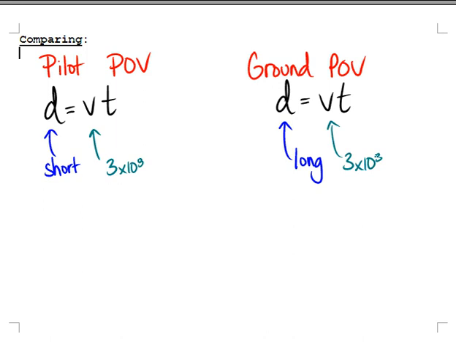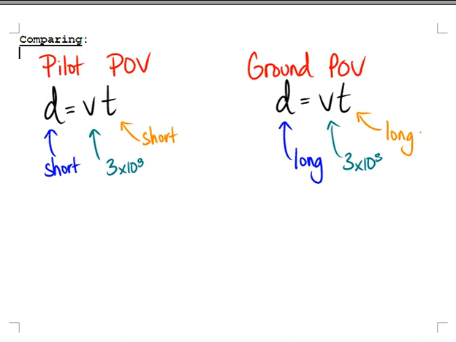So if they agree on the velocity, but they disagree on the distance, they're going to have to disagree on the time, right? The math proves it. You can't have agreement on time if you disagree about the d in this equation. So a short distance for the pilot means they're going to measure a short time, and a longer distance traveled by that photon means it's going to take longer to do that. They're going to measure a longer time.